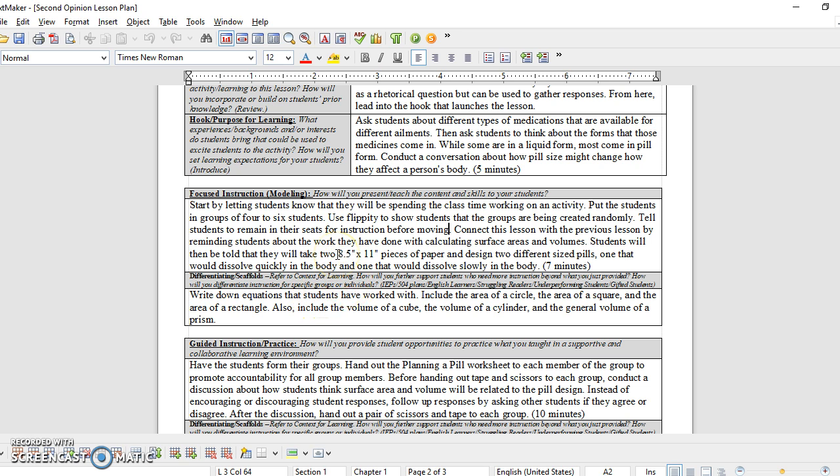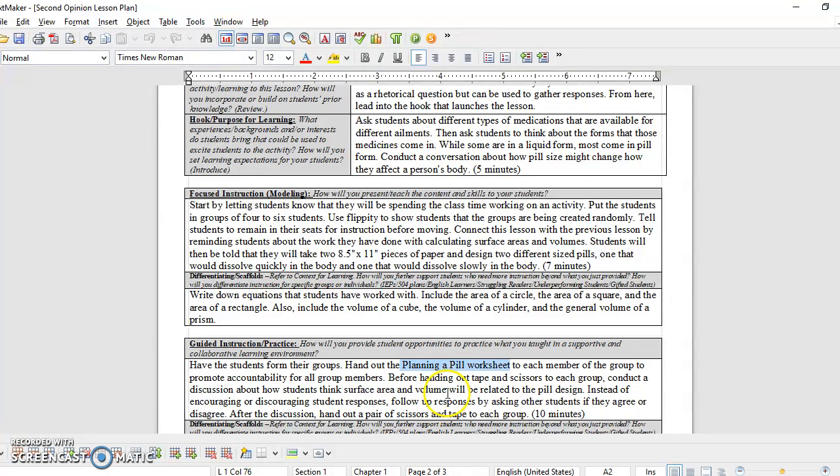In the workshop activity on the second opinion article, they used construction paper. I felt that by paring it down to 8.5 by 11 pieces of paper, that makes the assignment go a little quicker. Students are still going to be cutting up and turning things into shapes. The worksheet right here is a planning a pill worksheet, and the construction that they're going to do is going to help out with that.